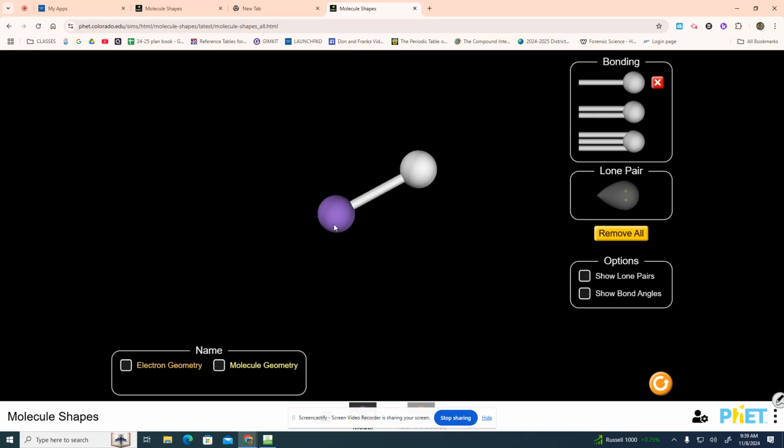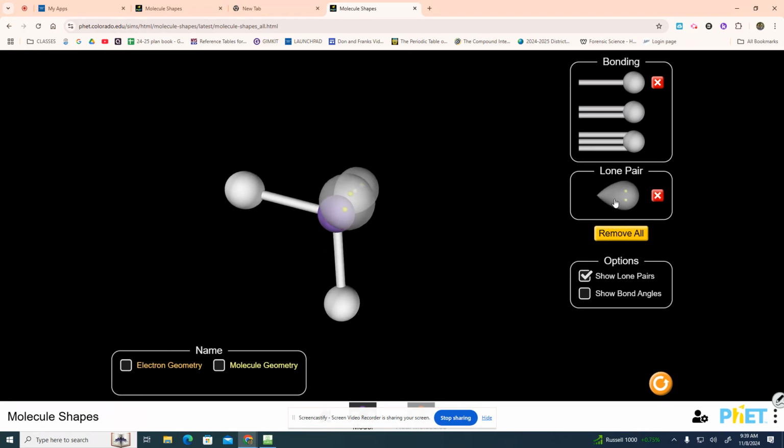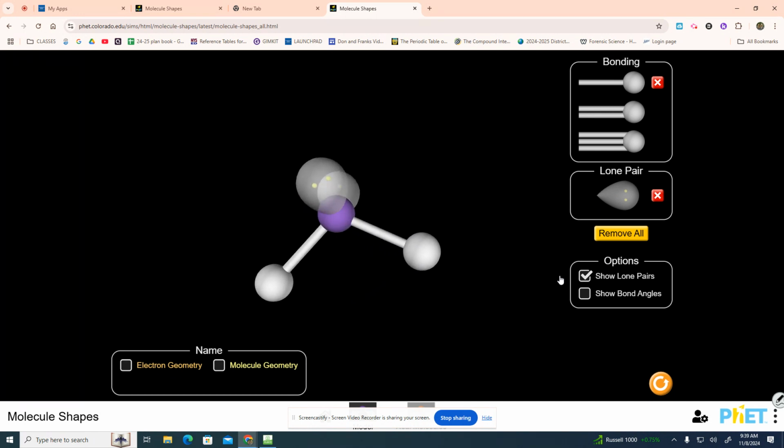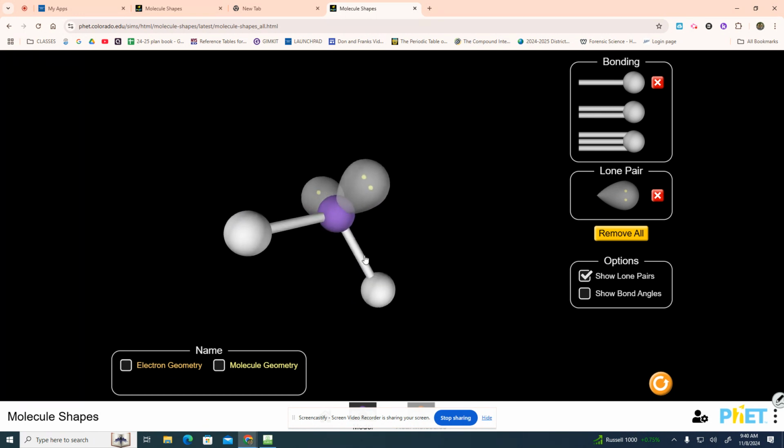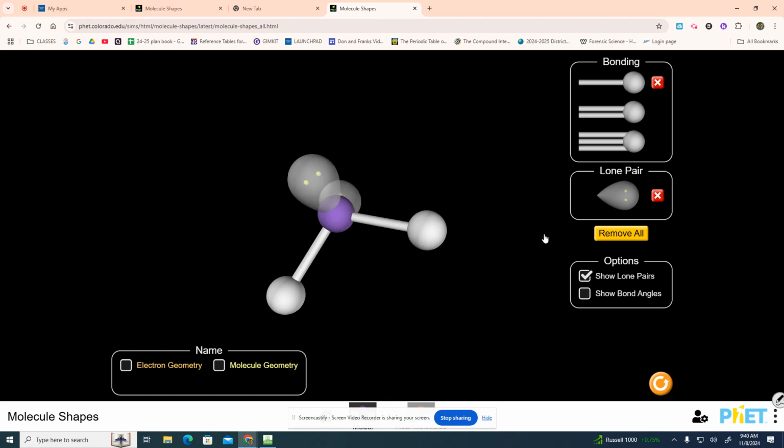If I do this, okay, you see that? What do you think that shape is going to be called? Yeah, linear, not lineal. Linear. It's in a line. What about this shape? That shape right here. That's bent. That's water. Okay?